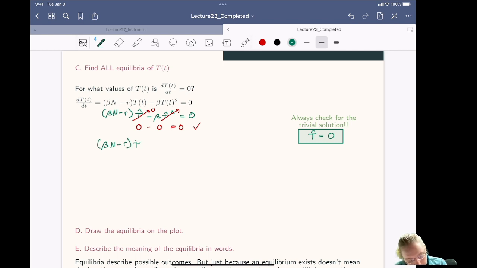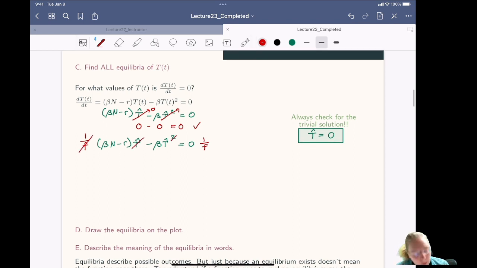All right, so we have (beta N minus r) T hat minus beta T hat squared equals 0. I'm going to multiply both sides of this equation by 1 over T hat. If I multiply both sides by 1 over T hat, this is going to cancel with that, and it's going to cancel with one of those squareds.